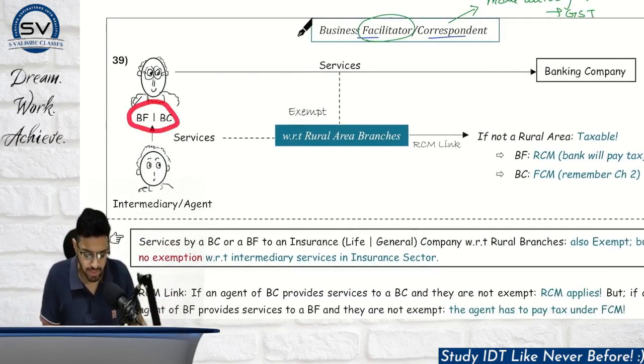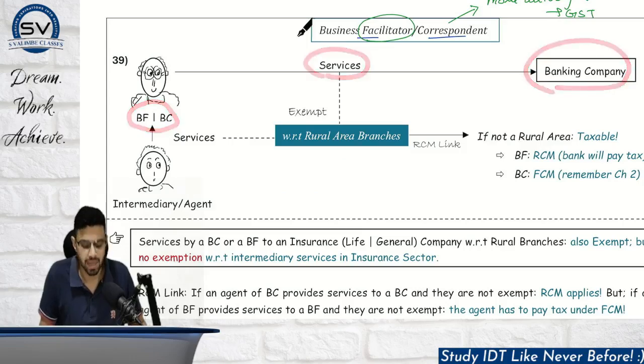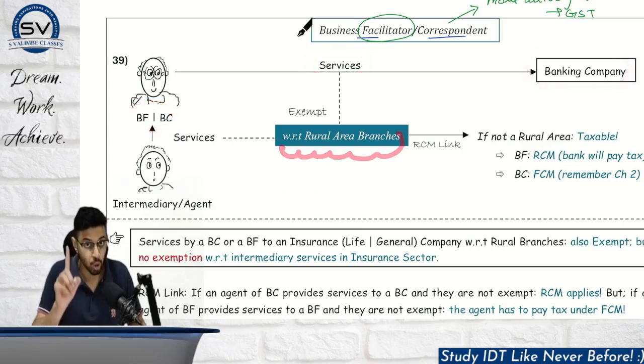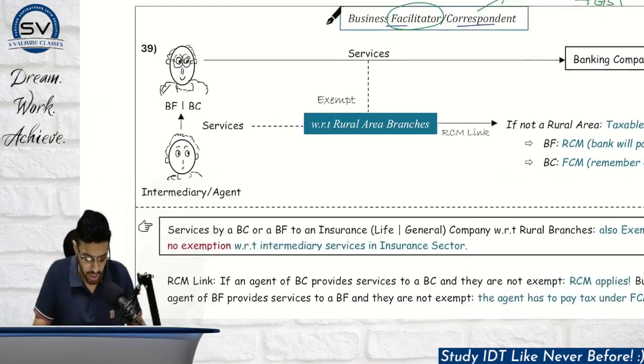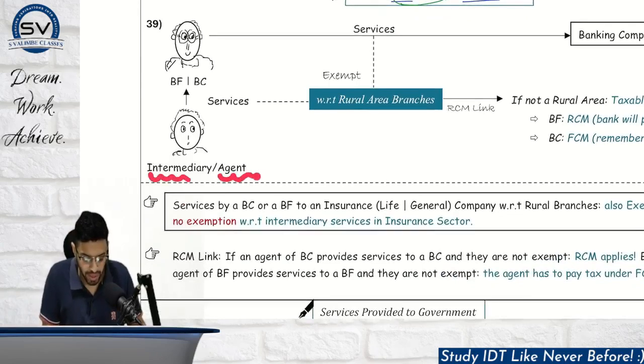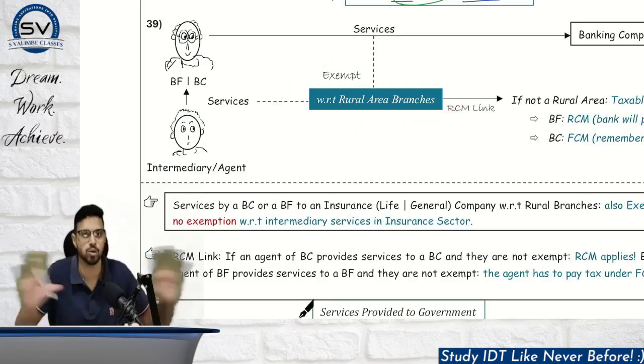If BF or BC is providing services to a banking company with respect to rural area branches, then it is exempt. If it is not a rural area, if it is an urban area, then it will be taxable. And if it is taxable and the person providing is business facilitator, then RCM will apply, that is bank will pay tax. If it is a BC, then he will himself pay tax under forward charge mechanism. Okay. Similarly, intermediary or an agent who is providing services to the BF or BC with respect to rural area branches, that is also exempt.